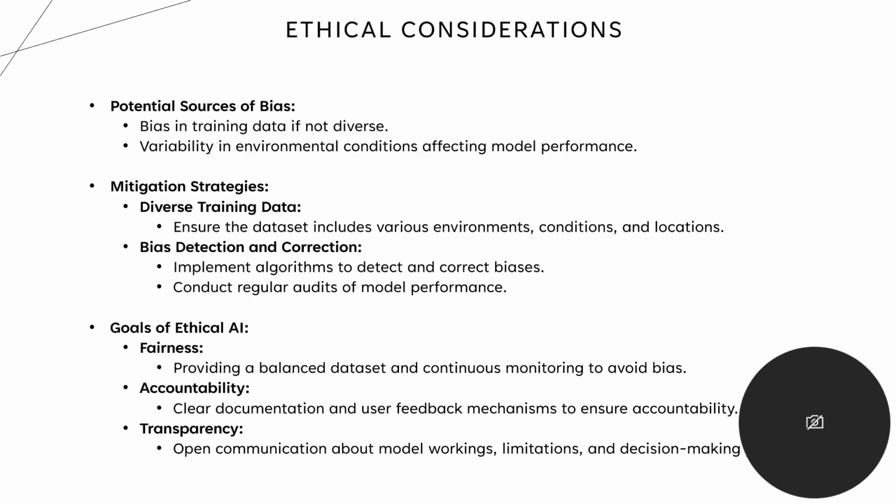Ethical considerations. Well, there's a potential source of bias that can come into the output of the machine learning model. The bias can be in training if data is not diverse enough, and the variability in environmental conditions can affect the model performance. The mitigation strategies for these biases will be to use a diverse training data set and bias detection and correction, which becomes very essential, in case bias is detected, that it should also be corrected. So we implement algorithms to detect the bias and correct it, and we conduct regular audits for model performance.